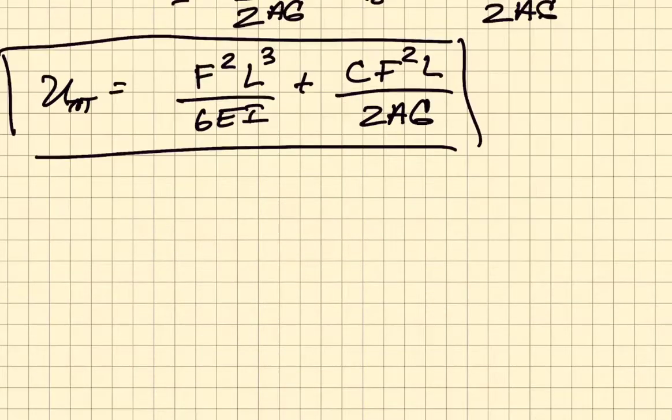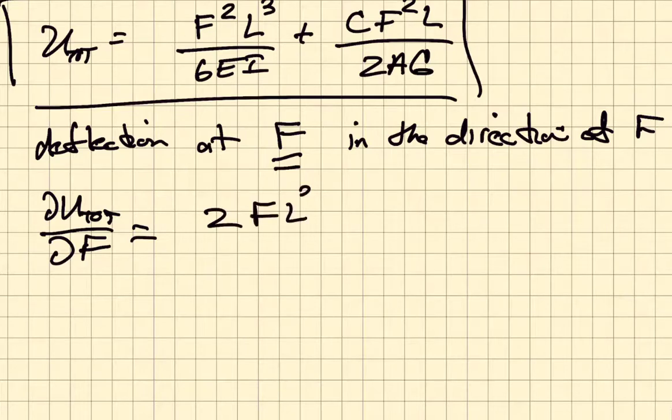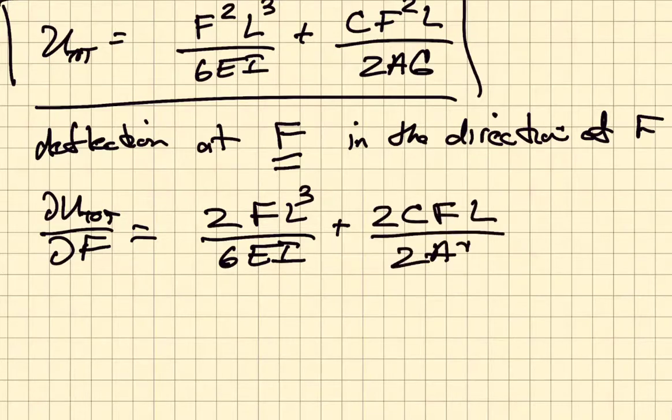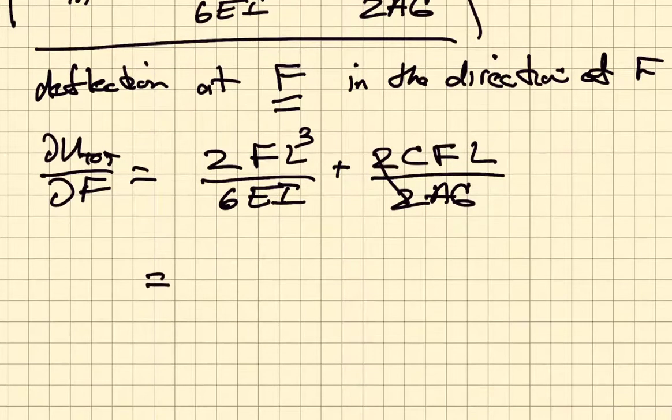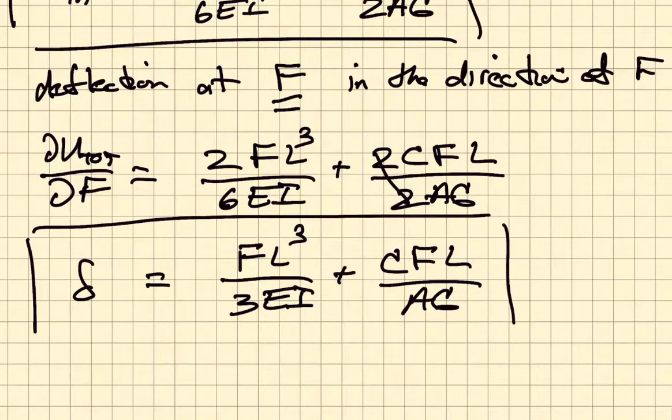And the deflection at the end of the beam in the direction of F is simply the partial derivative of that total energy with respect to F. That just gives me twice FL cubed over 6EI plus twice CFL over 2AG. Get rid of those 2's, and I get FL cubed over 3EI plus CFL over AG. So that is the deflection at F in the direction of F.